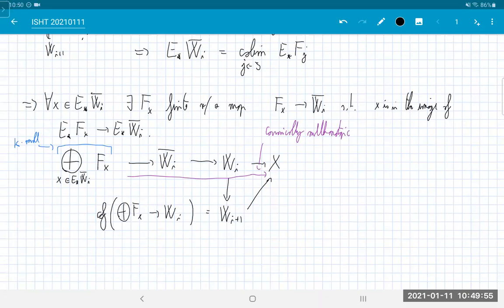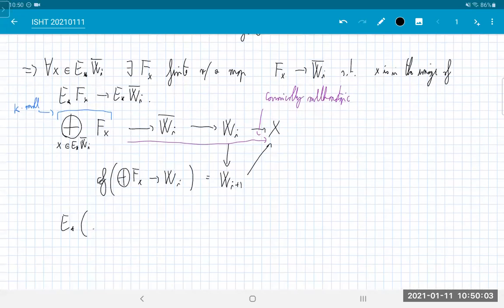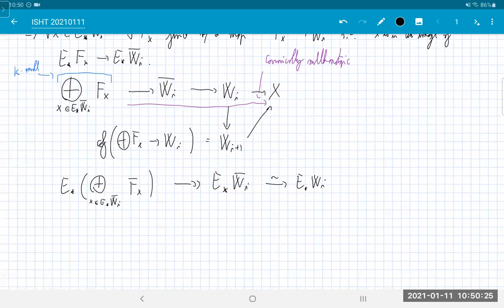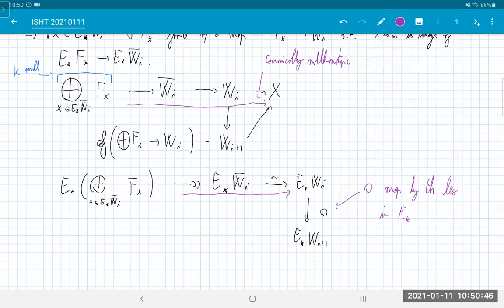Okay, but it's clear the construction of Wi goes to Wi plus one. And the point is that by definition, this map is surjective in homology, because, well, we constructed it so that it is. And this is an equivalence. So this map is the zero map in the long exact sequence as we wanted, since its kernel is the image of this map here, which is surjective by construction.